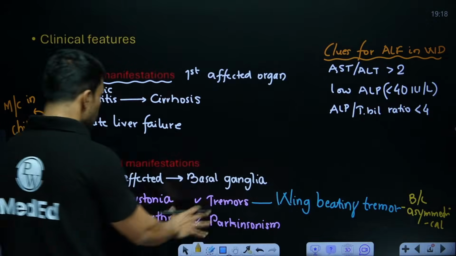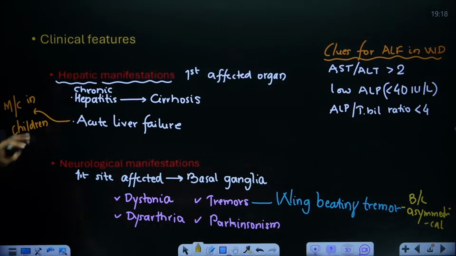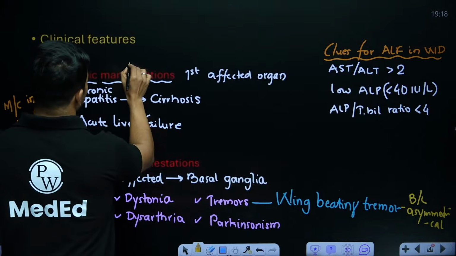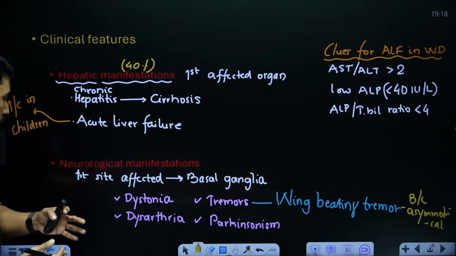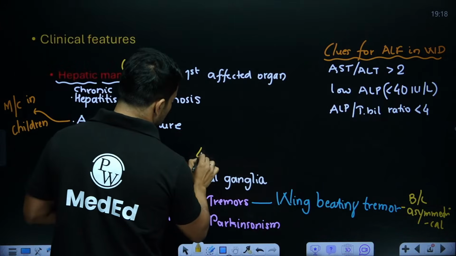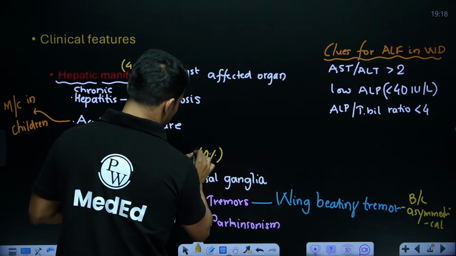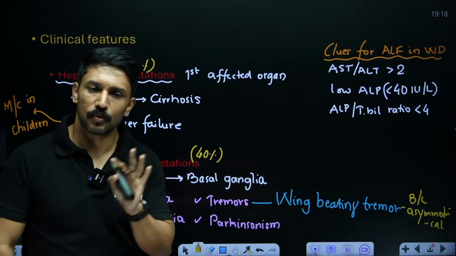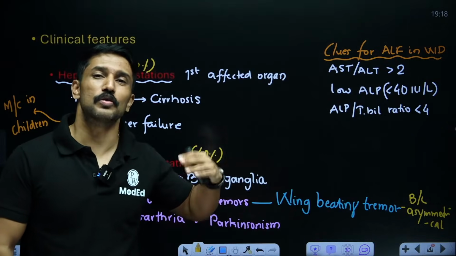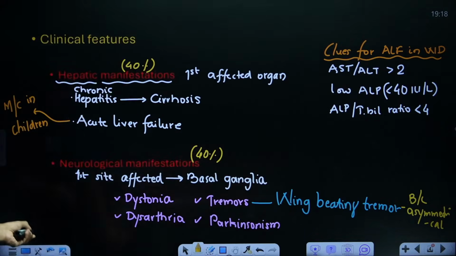Okay, so these are the neurological manifestations that we are going to get. And as I've already told you, 40% of patients at the time of presentation have hepatic manifestations, and 40% of patients at the time of presentation have neurological manifestations. 20% get diagnosed without any symptoms because of screening or because of other symptoms, not hepatic and neurological.